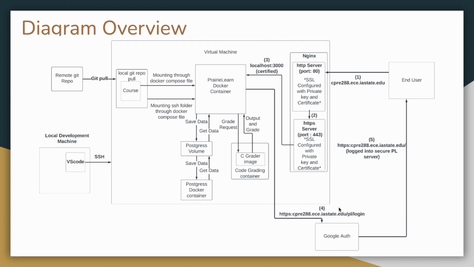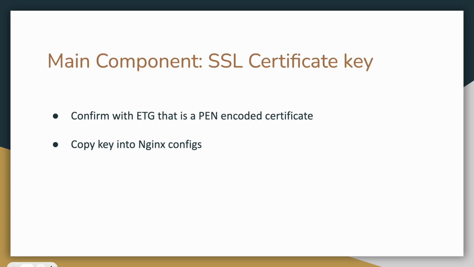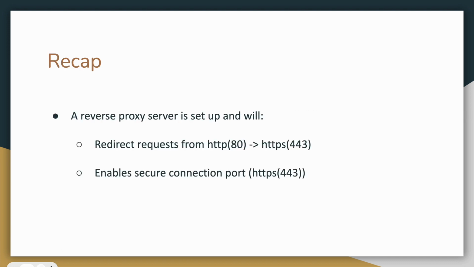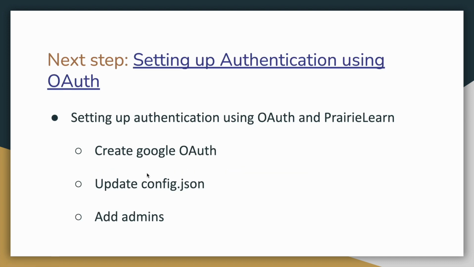So just go to the finish slide. The next step is setting up that authentication. To do this, we're going to create a Google Auth account, update the config.json, and then we're going to add admins to the PrairieLearn server.